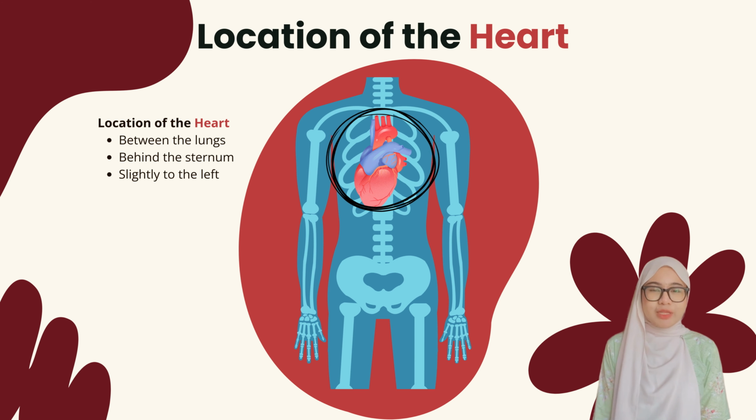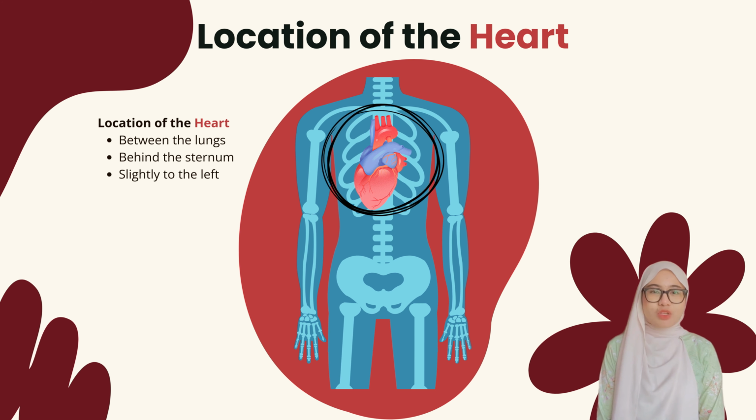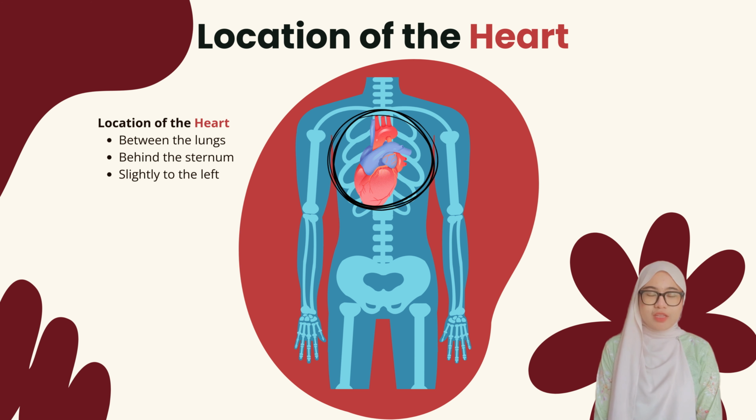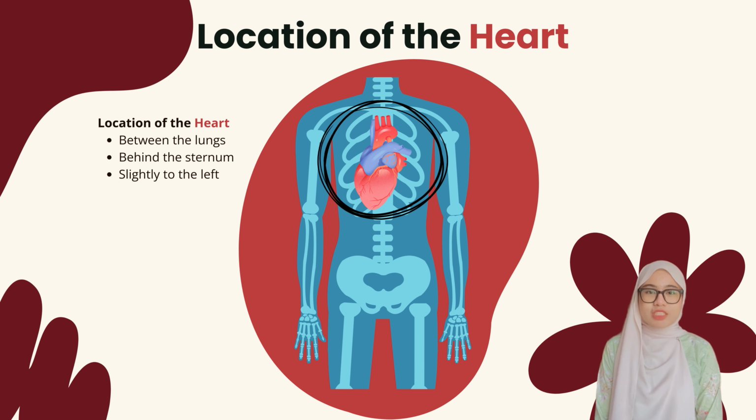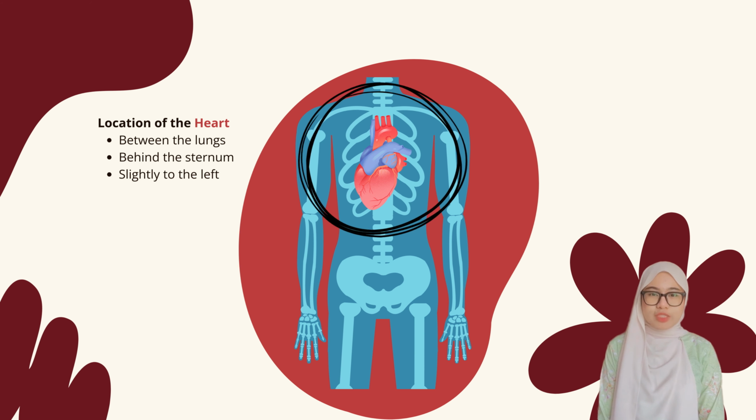Now, I will explain the structure of the heart. First, let's look at the location of the heart. The heart is located in the thoracic cavity, between the lungs, behind the sternum, and slightly to the left side of the chest. This position allows the heart to efficiently pump blood throughout the body.